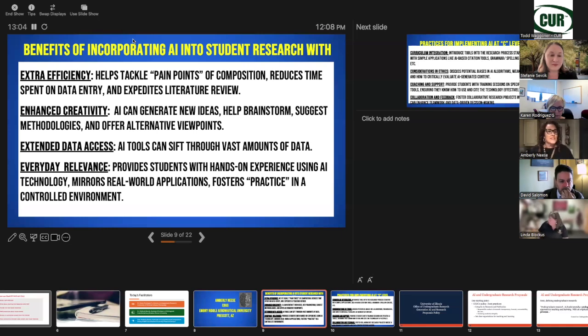Extended data access. This is easy. Obviously, we have things such as abstracts that we can look at, but for some students to take large pieces of research and help formulate it into smaller ideas to help them choose the correct research has been super helpful. And then there's everyday relevance.